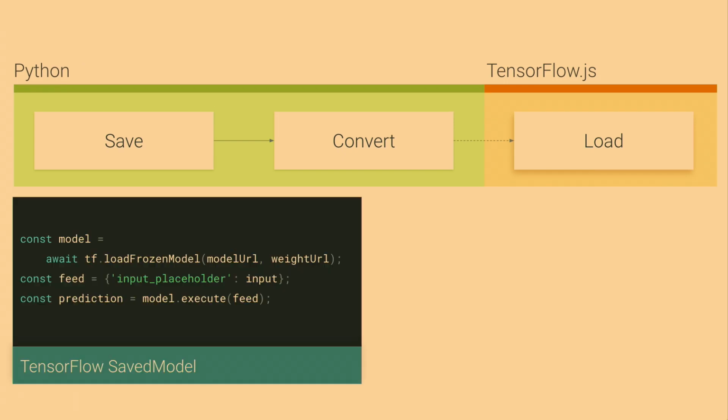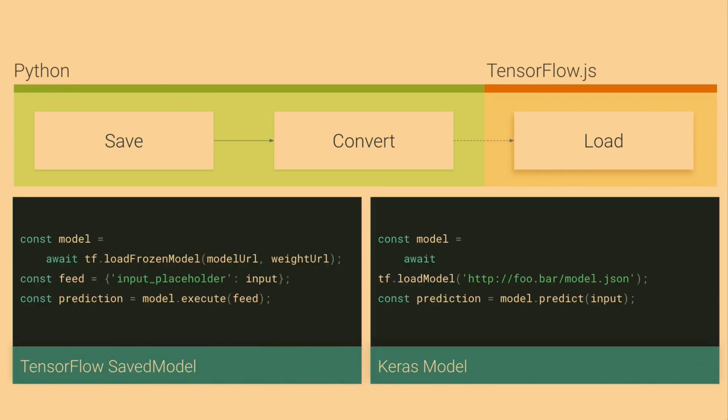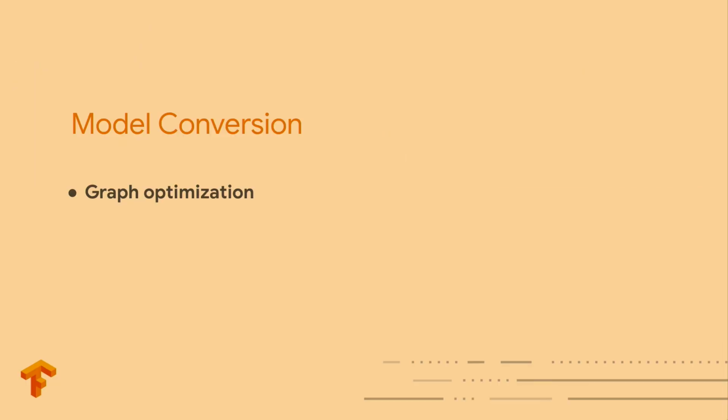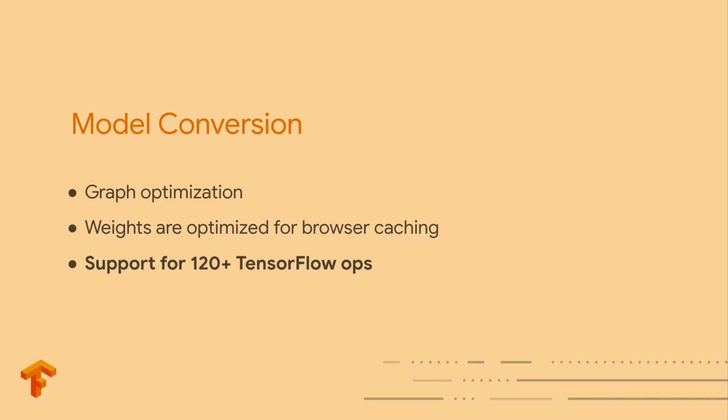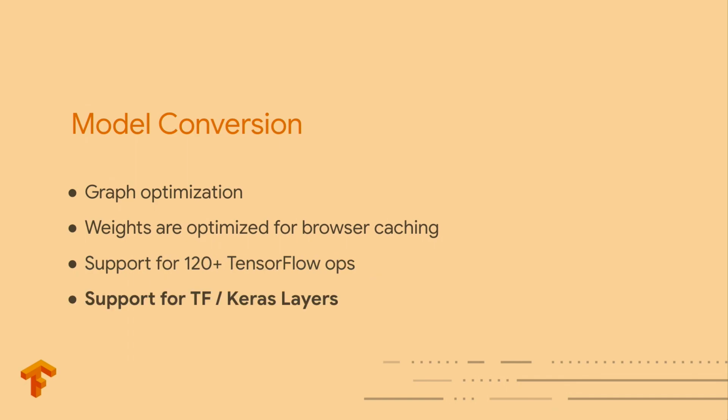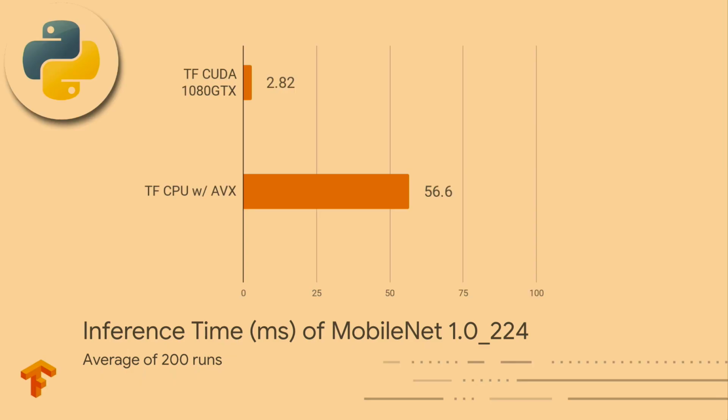It's very easy. So after TensorFlow.js can load your MobileNet model, you can just run it inside your browser. TensorFlow.js will do lots of stuff, like graph optimization and browser caching because it runs inside the browser. Basically, TensorFlow.js supports almost all the TensorFlow ops, and you can use both the Keras or TensorFlow model format. Very convenient.